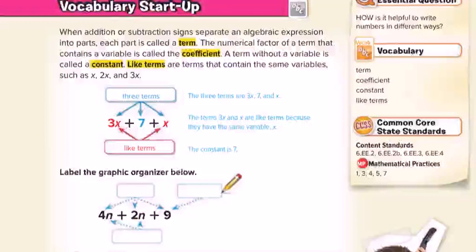We were introduced to this term in a previous inquiry lab, so if we look below at the example 3x plus 7 plus x, 3x, 7, and x are all terms because they're separated by that plus sign that's there.